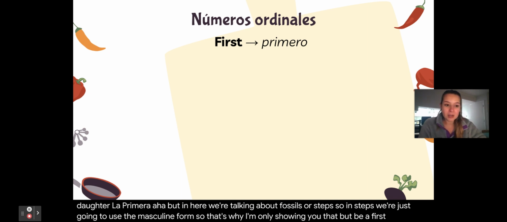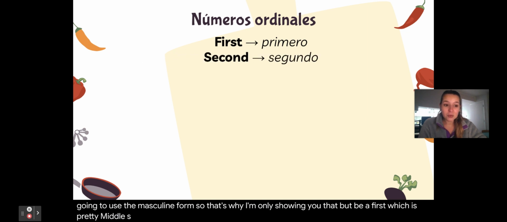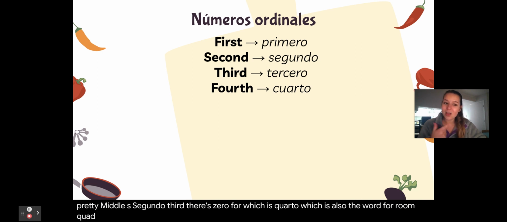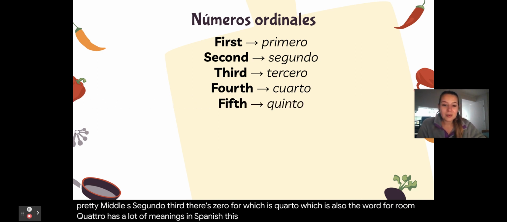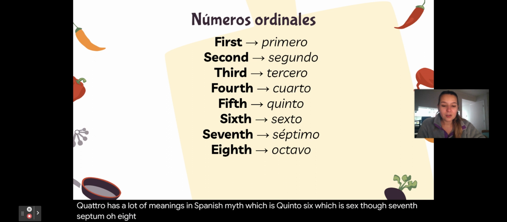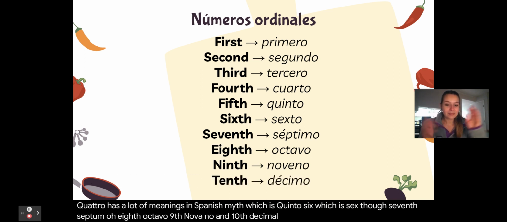But we have first, which is primero, second, segundo, third, tercero, fourth, which is cuarto, which is also the word for room. Cuarto has a lot of meanings in Spanish. Fifth, which is quinto. Sixth, which is sexto. Seventh, séptimo. Eighth, octavo. Ninth, noveno. And 10th, décimo. And that is all of our ordinal numbers that we'll be using.